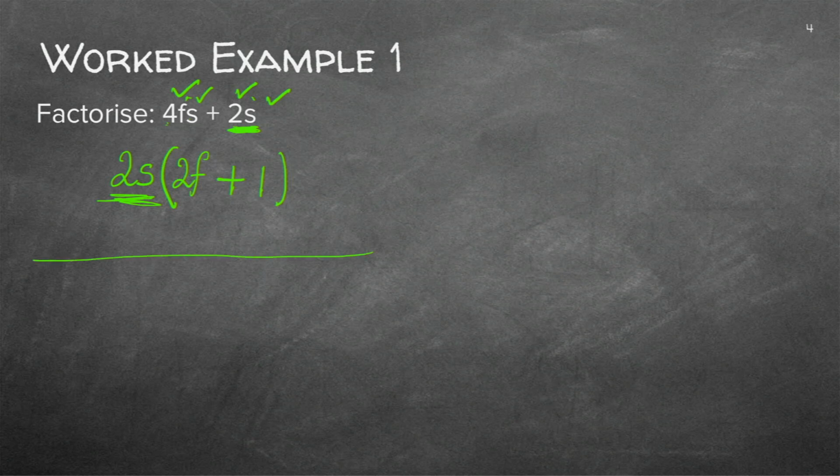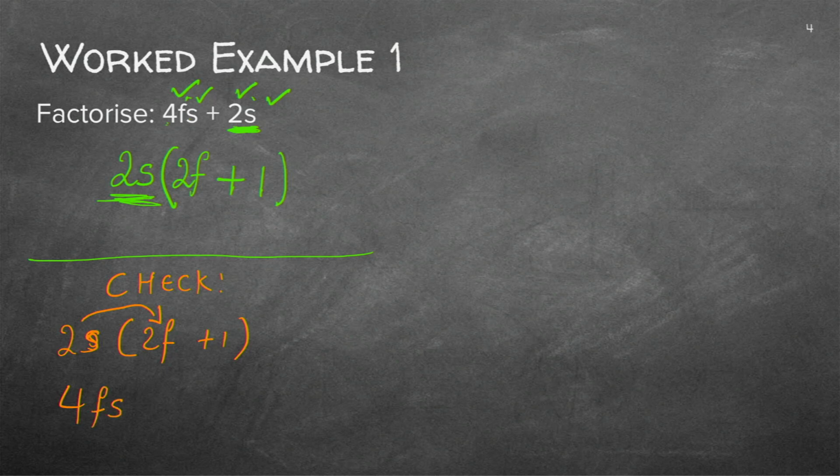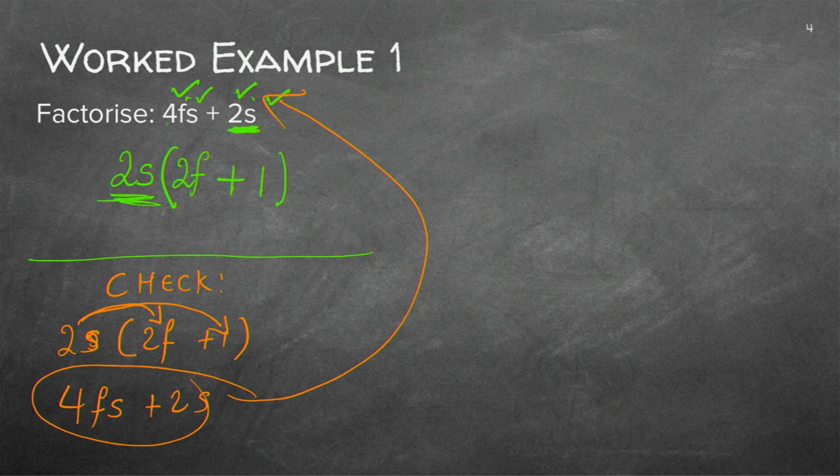And as I've said, just to check if your answer is fine, you need to write it down. So you write your factorized value, 2s(2f plus 1). You multiply the term outside with the first term, and you're going to get 4fs. And you multiply again with the second value, you're going to get plus 2s. And as you can see, this is what we started with. So it means your factorization is super correct.